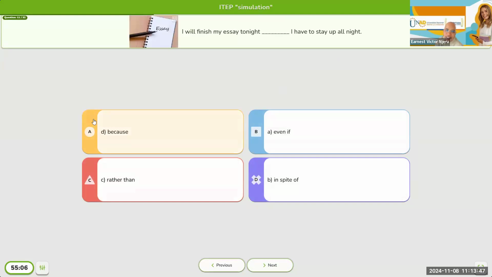I will finish my essay tonight. I have to stay up all night. I will finish my essay tonight. You see, the intonation is very important. I will finish my essay tonight. B, even if. Yeah. Very good, teachers. Let's have more participants. Very good, teachers.